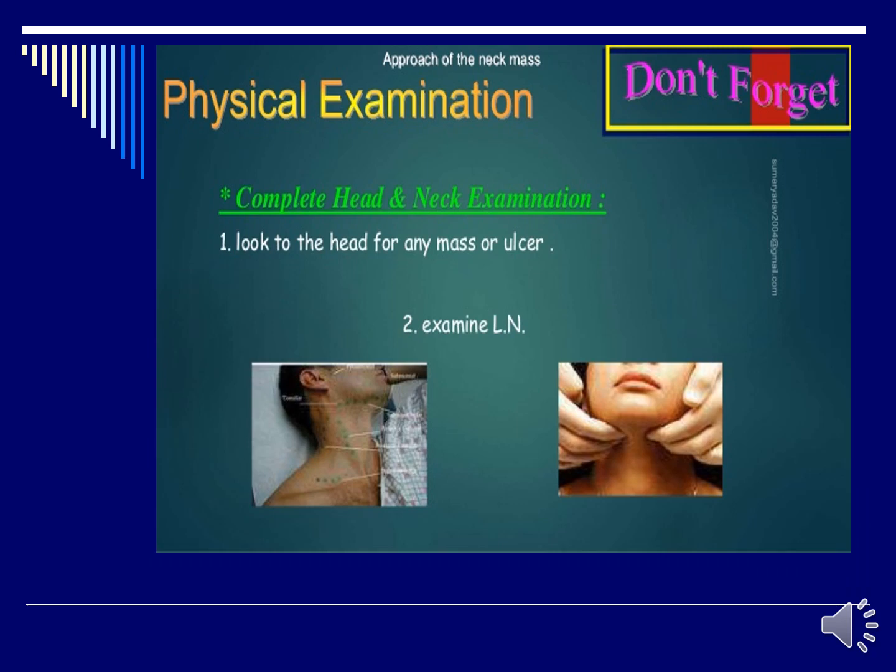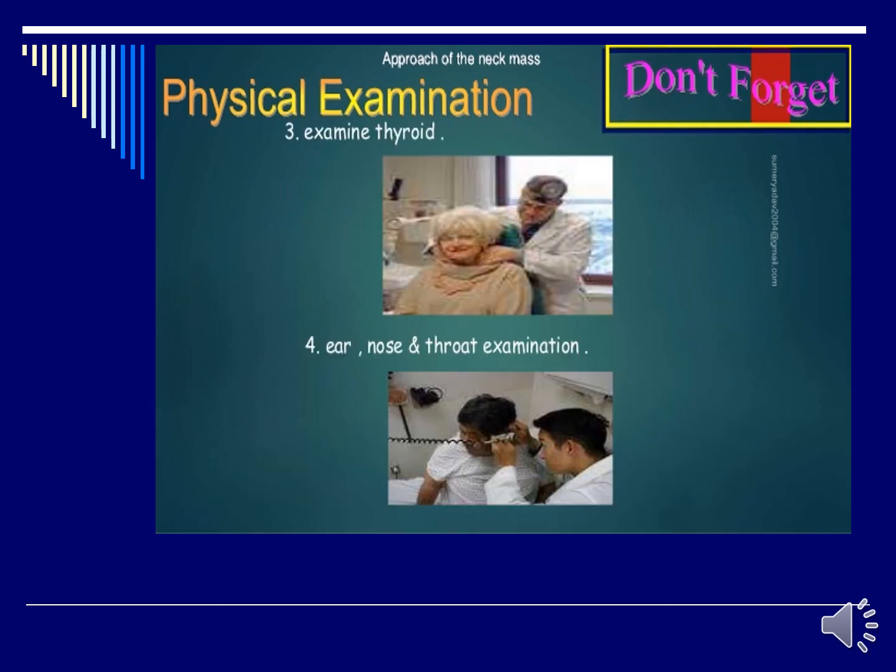Physical examination: don't forget examination of the head and neck. Look for any mass or ulcer in the head before we go down to the neck, as it has a relation. The neck may have cervical lymphadenopathy due to a primary tumor in the head. This is the way we will show. The examiner stands behind the patient to examine the lymph nodes. This is the submental lymph node and this is the submandibular lymph node. Thyroid examination from behind.